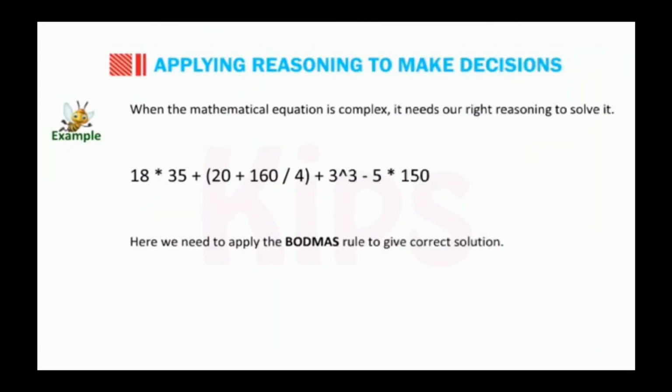When a mathematical equation is complex, it needs our right reasoning to solve it. For example, this given equation requires what? Here we need to apply the BODMAS rule to give the correct solution.